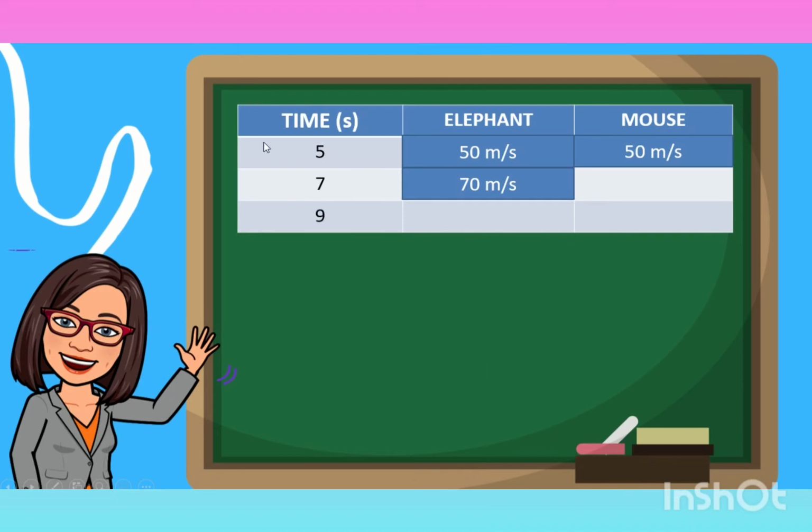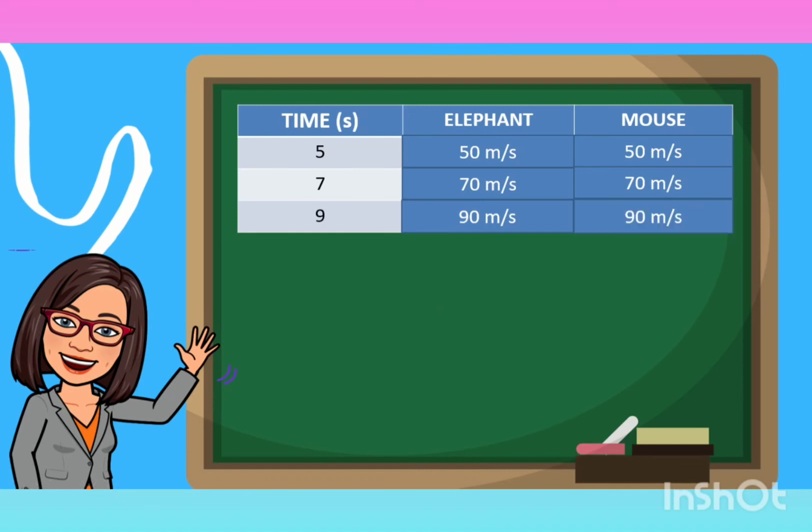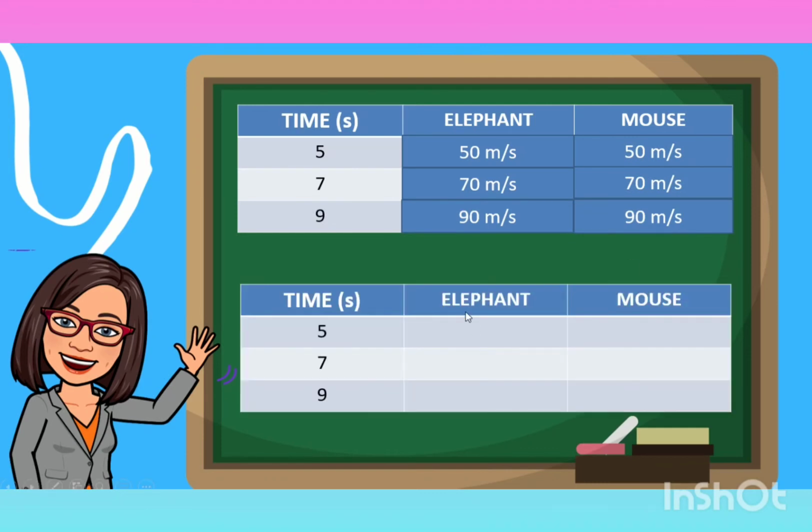Therefore, after 7 seconds, the elephant's speedometer will have a reading of 70 meter per second. Same as the mouse. Very good. After 9 seconds, magiging 90 meter per seconds, while for the mouse is the same. Now, how about if we will use the actual value?